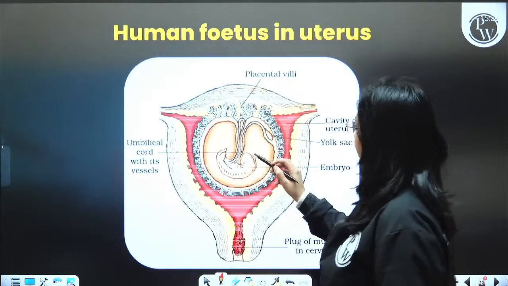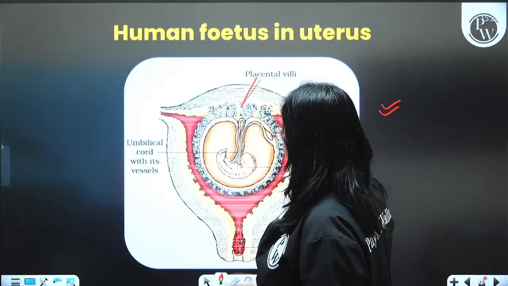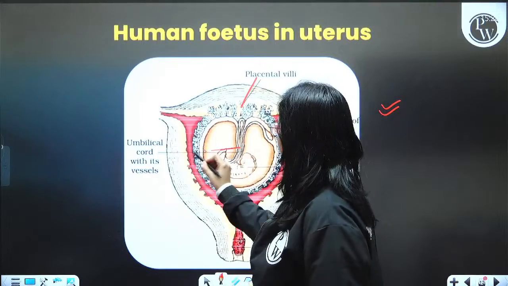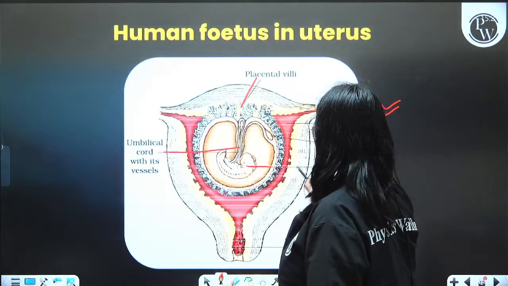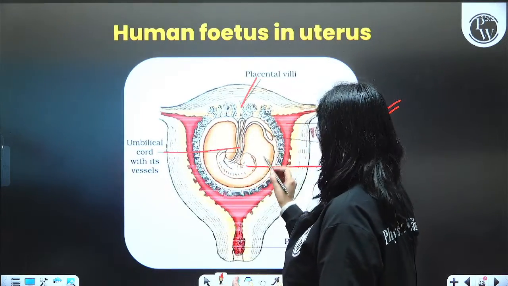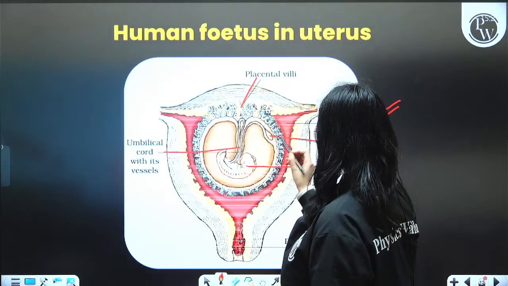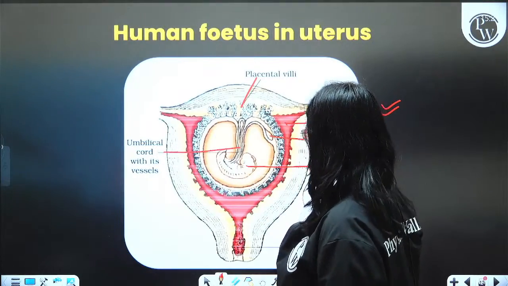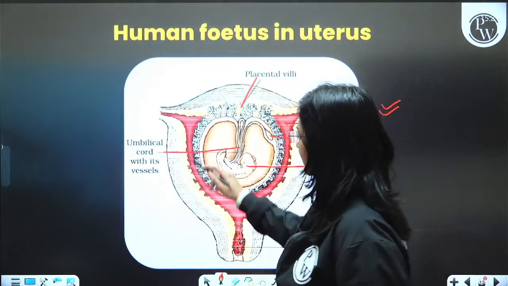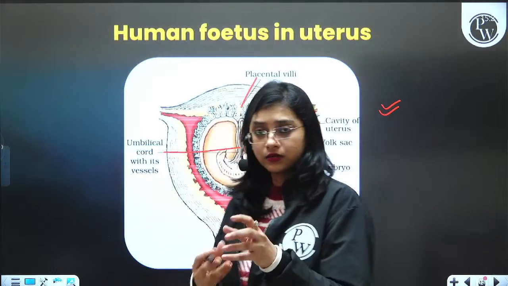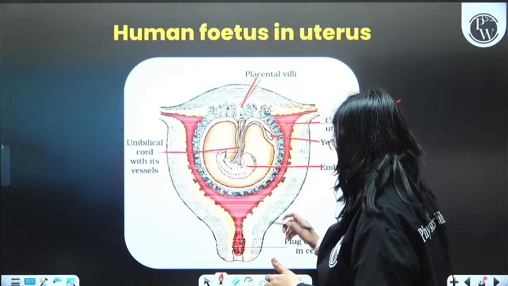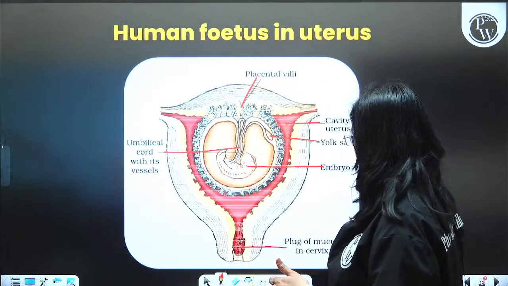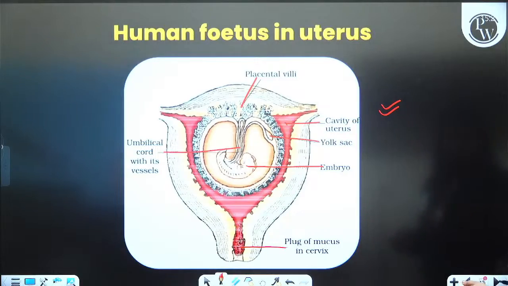Okay. So labeling: placental villi, umbilical cord, this is the embryo, and the embryo is covered by the yolk sac. Cavity of the uterus, this is the uterus. Inside the uterus you see the embryo developing, right? And this is the plug of mucus in the cervix. So these are the labelings.